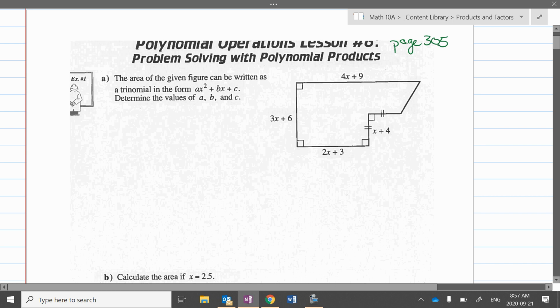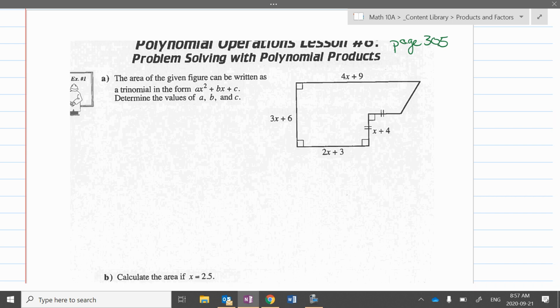These questions do take a lot of time, so they can be a little bit difficult in some ways. The first one says, the area of the given figure can be represented as a trinomial in the form ax squared plus bx plus c. Determine the values of a, b, and c. At the end of the day, this question's asking us to find the area of the shape in simplest form. That's what the ax squared plus bx plus c is saying.